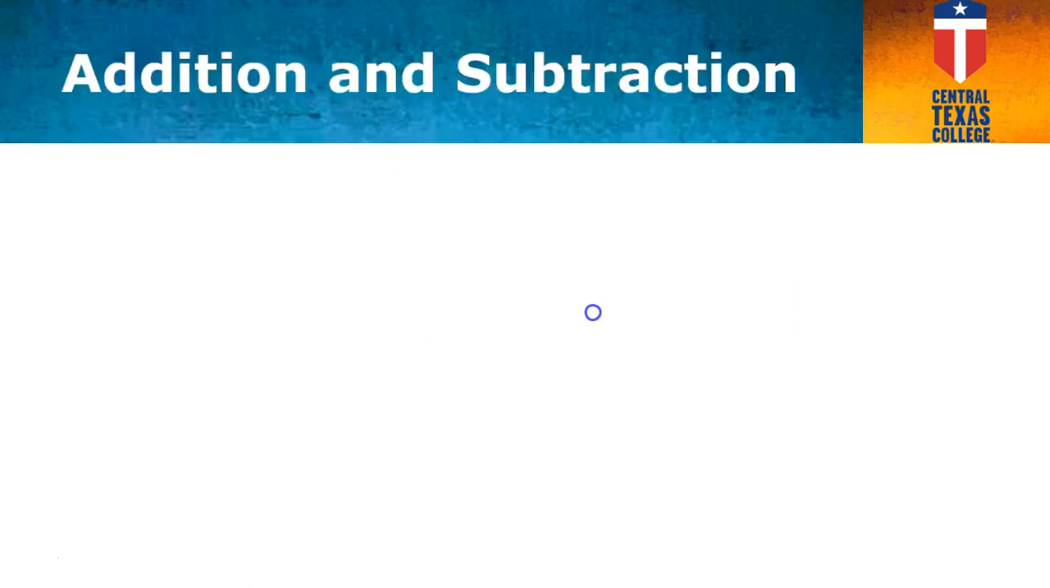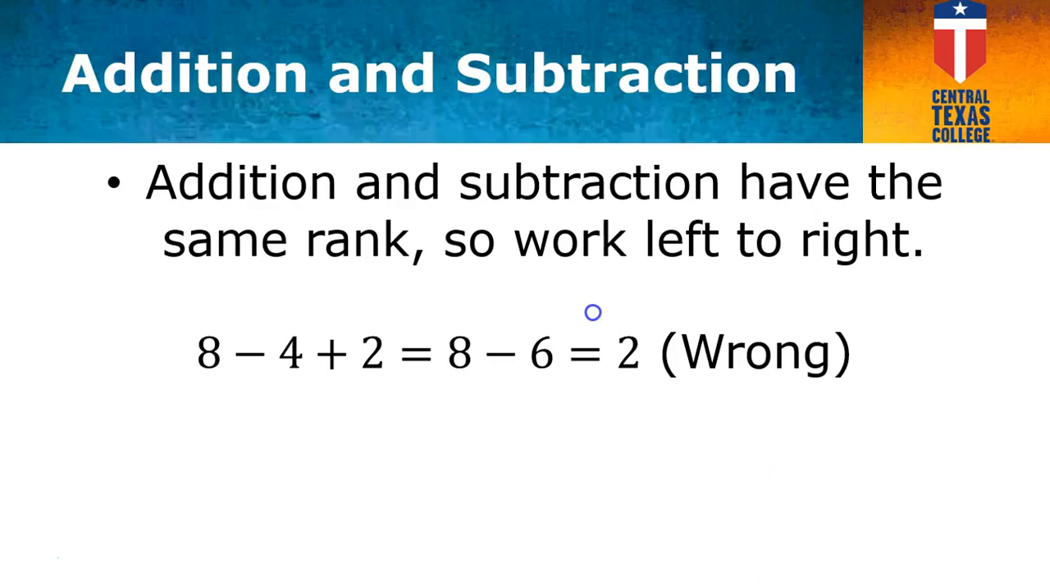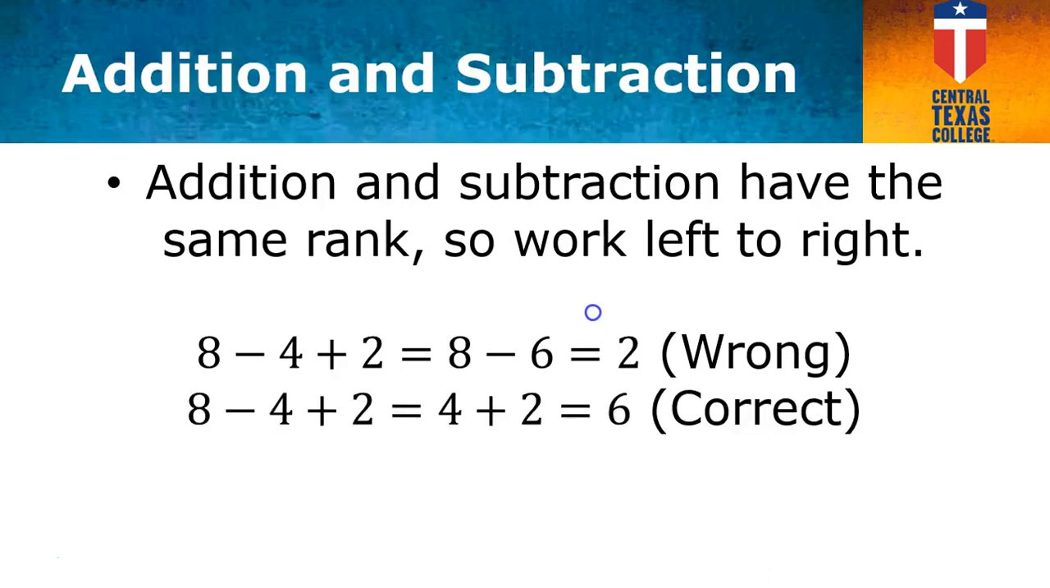So addition and subtraction has the same concept as multiplication and division. Addition and subtraction also have the same rank, so you also have to work from left to right. So for this example, 8 minus 4 plus 2, not working from left to right, will give us 4 plus 2 is 6, so then we have 8 minus 6, which is 2. This is wrong because it wasn't worked from left to right.